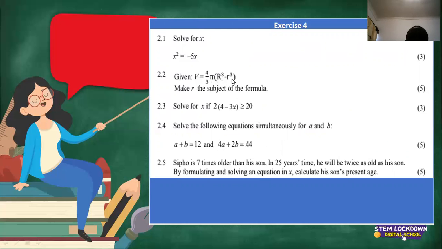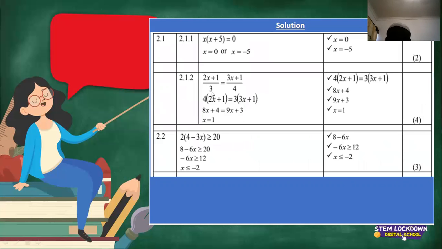Now to find our small r, we need to move our capital R away. So how do we move it away? Let's move the negative small r cubed to the left, and then we move the term on the left to the right. That will give us small r cubed equals capital R cubed minus 3v over 4 pi. Then, to find the value of small r, we take the cube root of both sides.